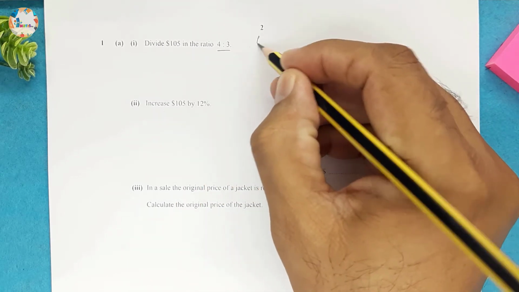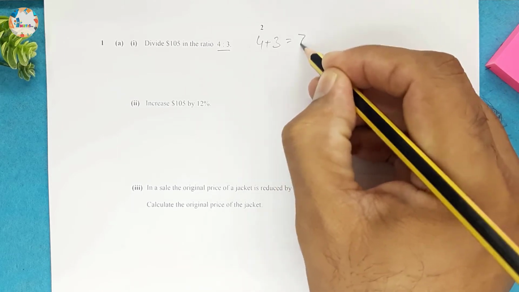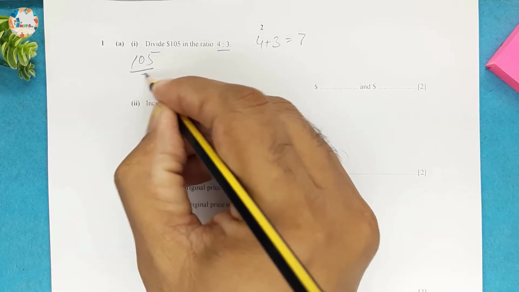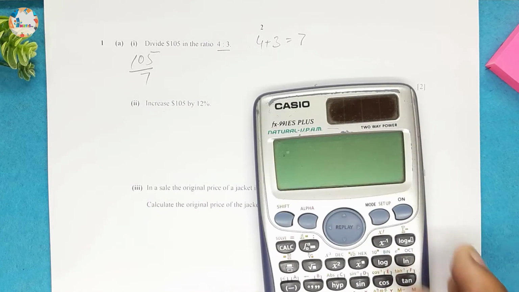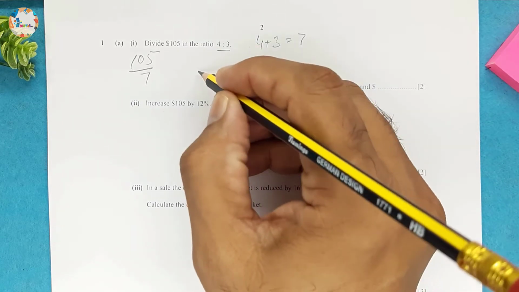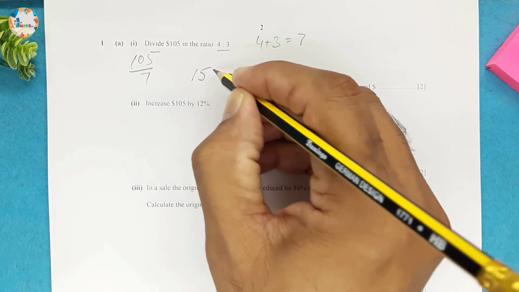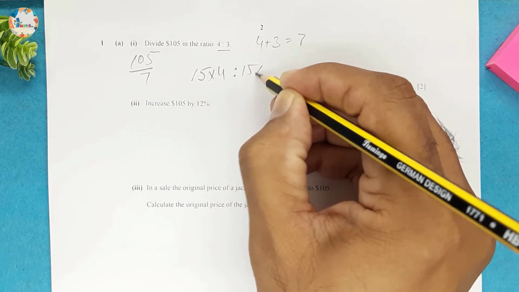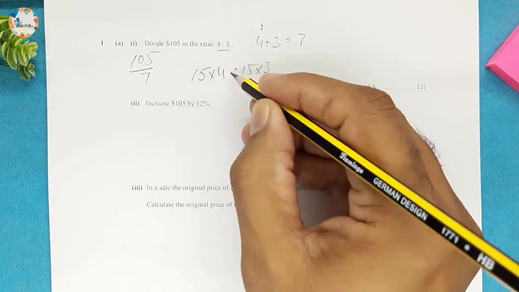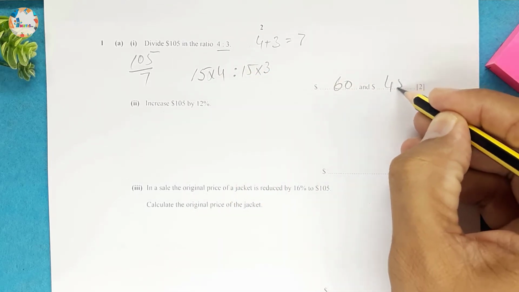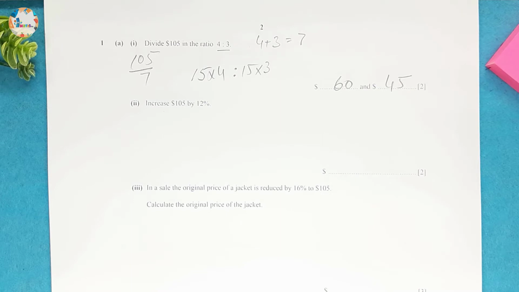So the sum of the ratios will be 4 plus 3, which is equal to 7. So we'll divide 105 by 7, and this will be equal to 15. So we get 15 times 4 and 15 times 3. So this will be 60 and this will be 45. This will be our answer.